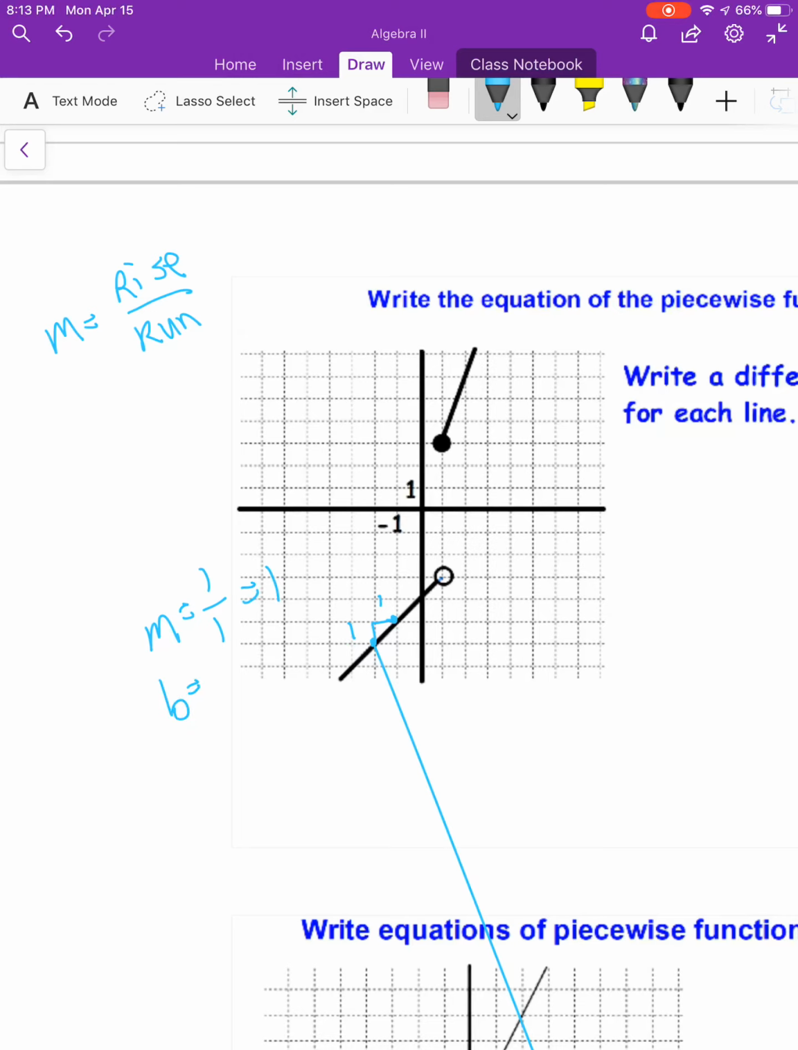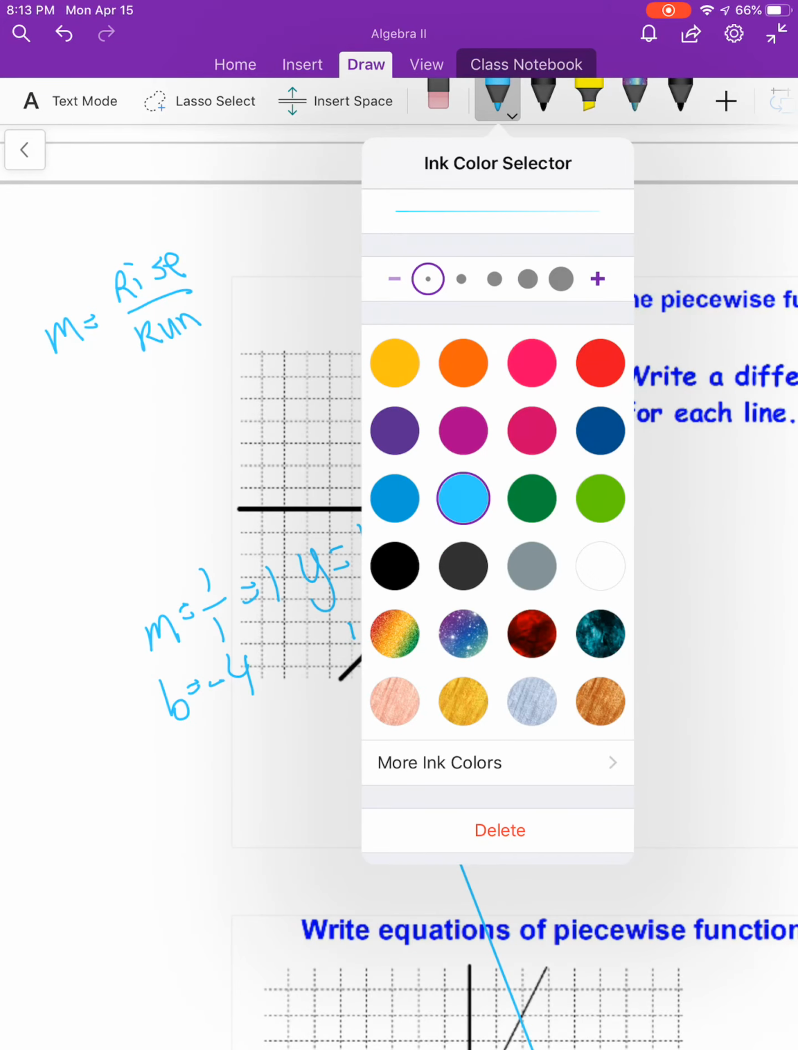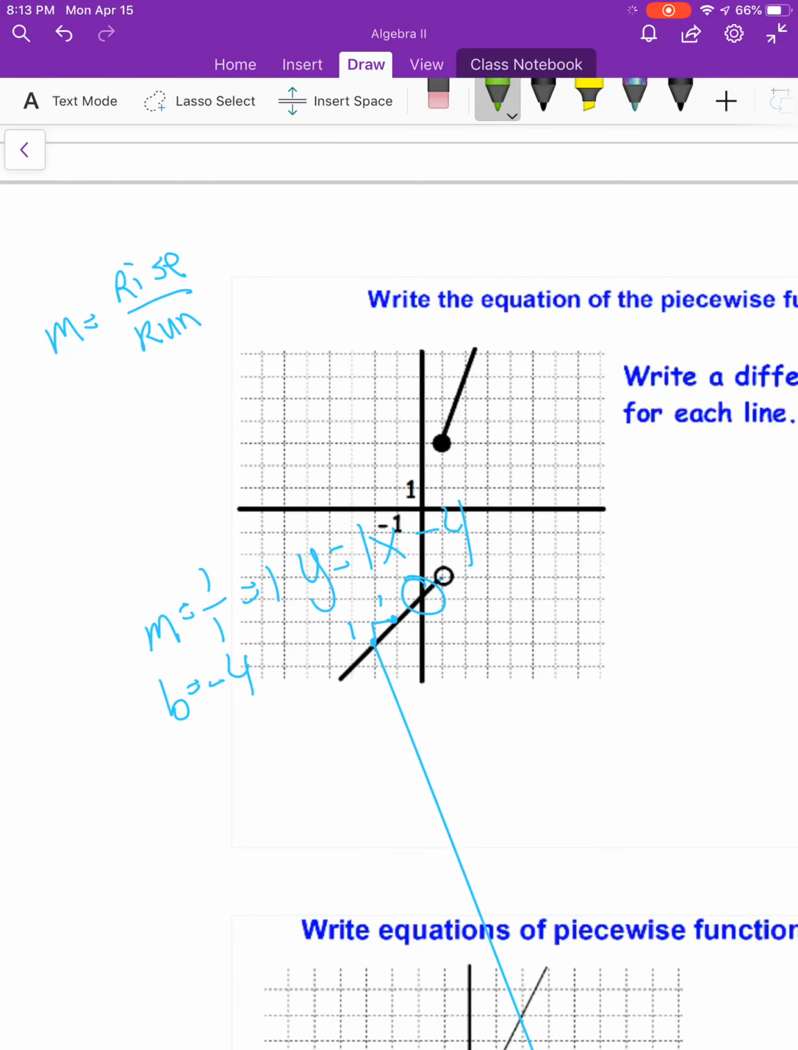My y-intercept, I can just look at that, and it looks like it's negative 1, negative 2, negative 3, negative 4. So this particular equation down here will be y is equal to 1x minus 4. Okay, here I'll work out the other one in a different color. So in green, I'll go to this same line. Again, I'm going to take 2 points. There's 1 point on the graph.